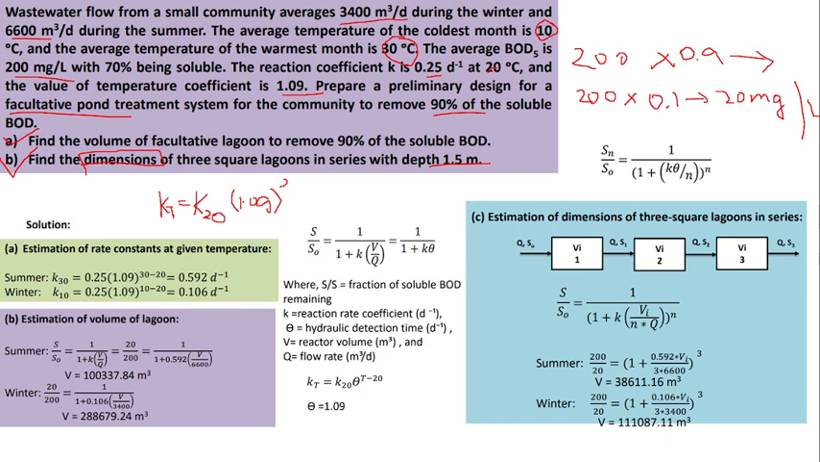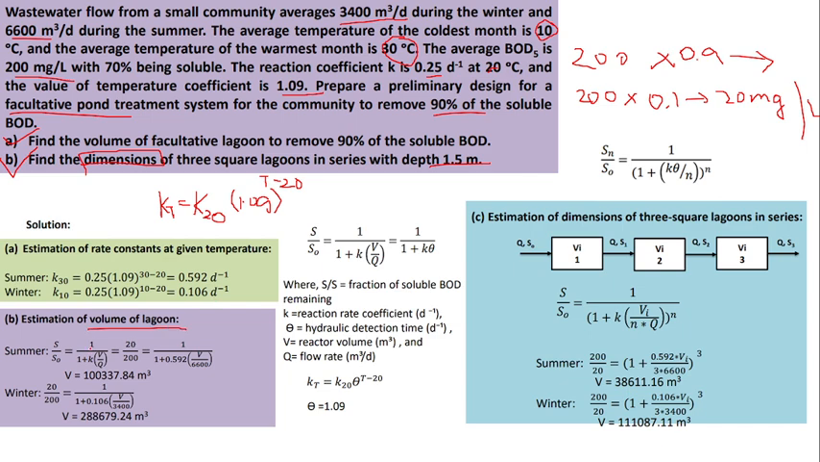So the given temperature is 20, so T minus 20. This is the general formula you are going to use. So it is 0.25, given in the question, for 20 degrees Celsius. And for 30 degrees Celsius and 10 degrees Celsius, we are calculating K30 and K10, which are 0.592 and 0.106.